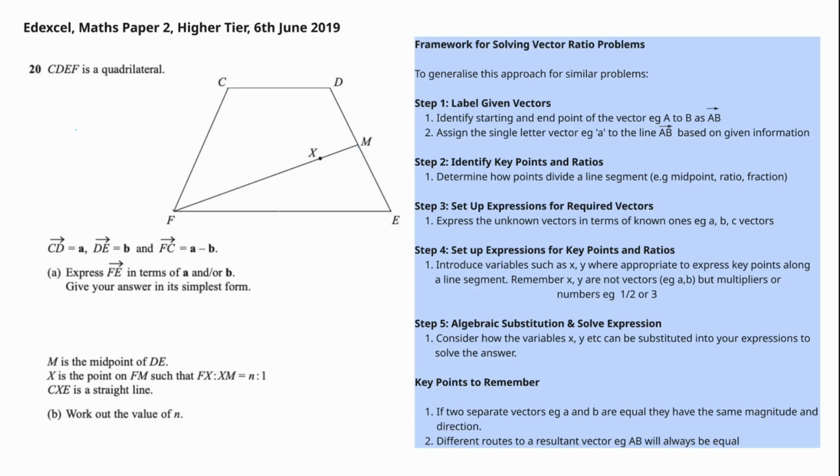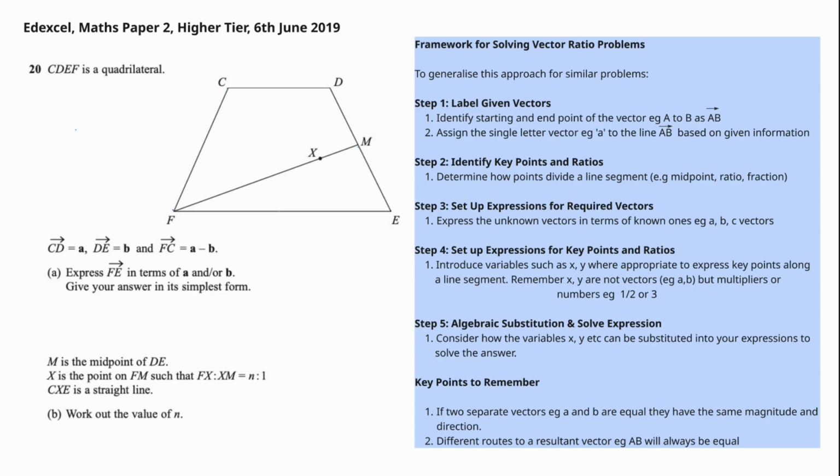Today's video, we look at question 20 of the higher tier Edexcel maths paper, June 2019, which is a combination of knowledge in vectors, ratios, as well as an expectation of knowing how and when to set up algebraic expressions to model a problem, as well as an understanding of coefficients in vectors.